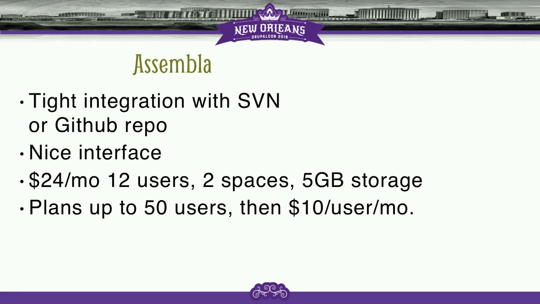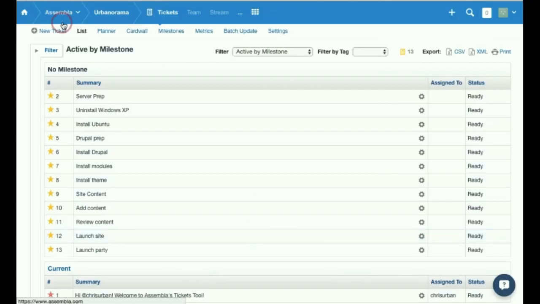The other one is Assembla. This is nice because it has a really nice integration with GitHub. It looks nice, but it costs money. So for $24 a month, you can get 12 users. You can play with it for free. I think I'll go through a couple of boards here. So this is just a list of tasks.